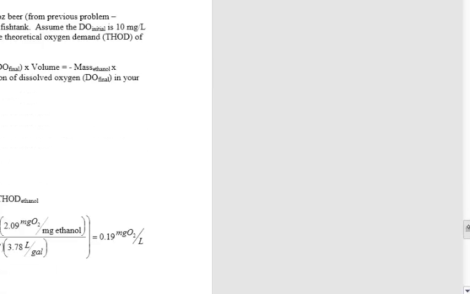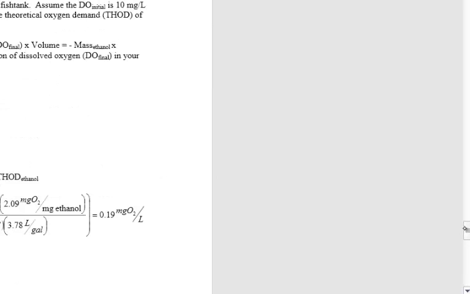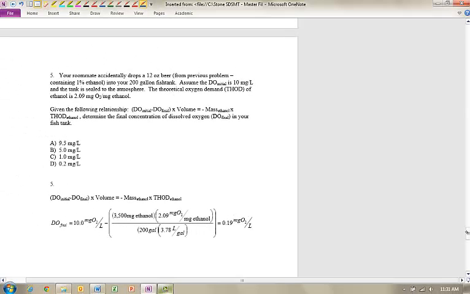The next problem, and this looks like something that could happen in your dorm room, although you're not allowed to have these beverages in your dorm room. Your roommate accidentally drops a 12-ounce beer from the previous problem, containing 1% ethanol, into your 200-gallon fish tank. Oh my. Assume the DO initial is, we're almost at saturation or beyond saturation, 10 milligrams per liter. The tank is sealed to the atmosphere.